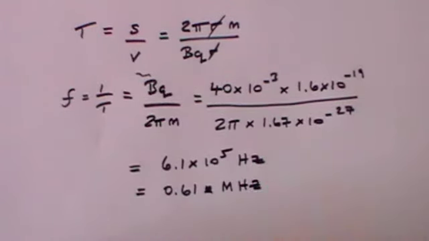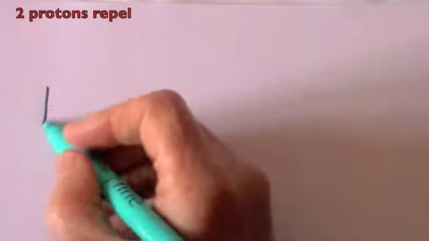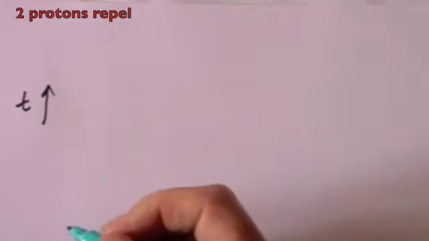And finally, 3 questions where we're asked to draw Feynman diagrams. The first is question 18. Draw the Feynman diagram which represents the electromagnetic repulsion of 2 protons. Always remember with Feynman diagrams, time goes upwards. So in other words, the progress is always up.